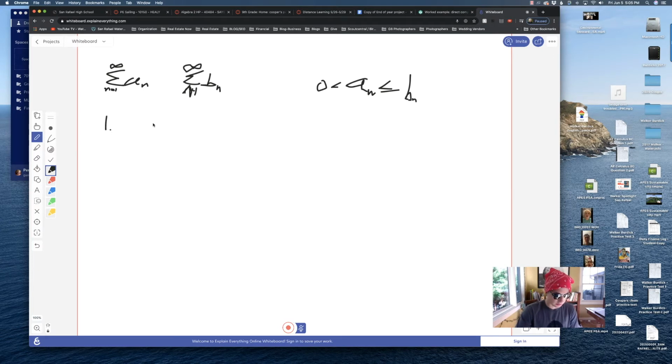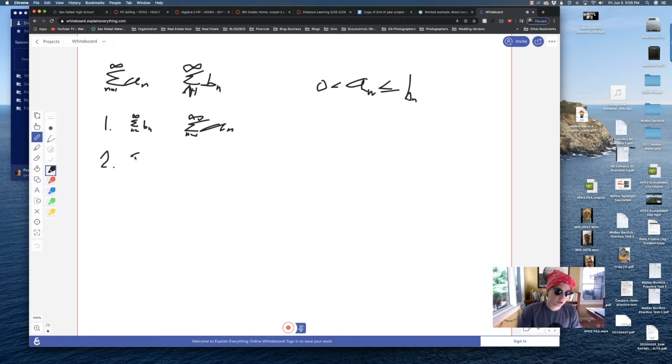Things that are given: if b sub n converges, then a sub n also converges. That is a given.